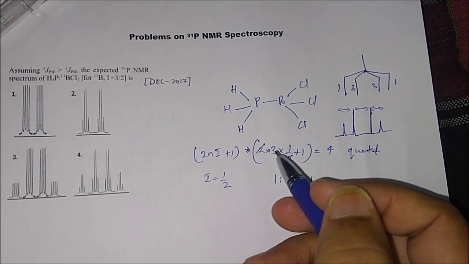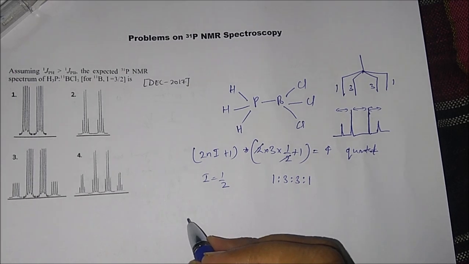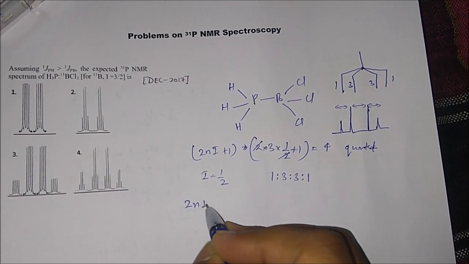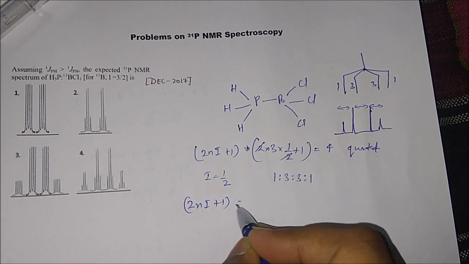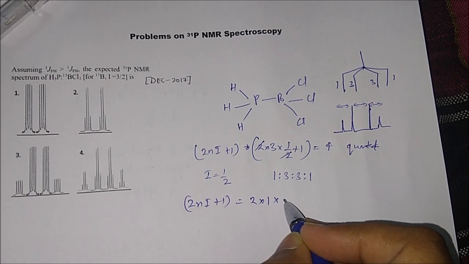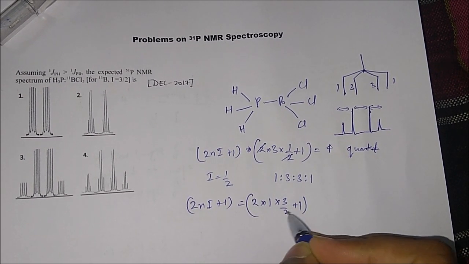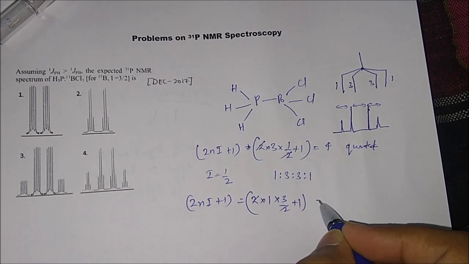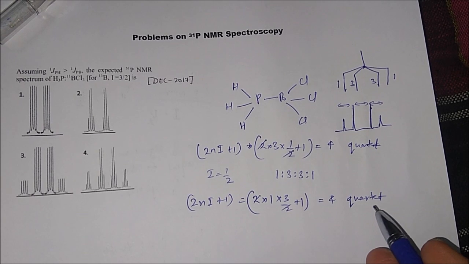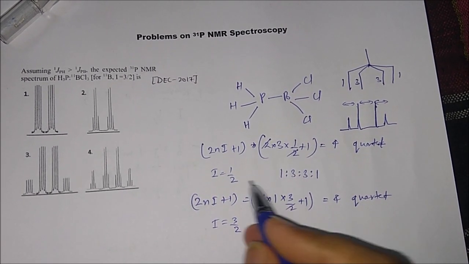Now the next splitting will take place because of the boron. In how many terms will the boron split it? So again we will use this formula 2nI plus 1. So we get 2 into, now how many borons do we have? 1 boron, and the I value is 3 by 2, plus 1. So how many will we get? 4. Now again we get a quartet. But here the I value is 3 by 2, it's not 1 by 2.